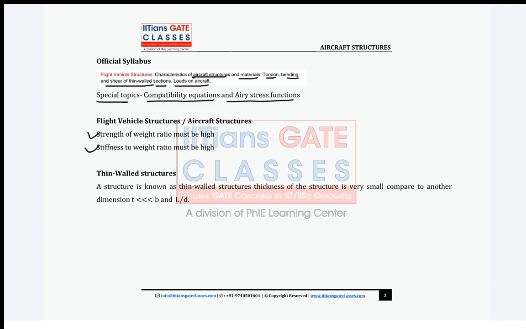So how are these requirements fulfilled? Can anyone tell how these two requirements are fulfilled in a flight vehicle structure or aircraft structure? Anybody? What do we use to fulfill these requirements, strength to weight ratio high and stiffness to weight ratio also? It's not always composite materials, Mr. Nishant. The first requirement, we use thin walled structure to constrain the weight, to optimize weight. So thin walled structures are used.